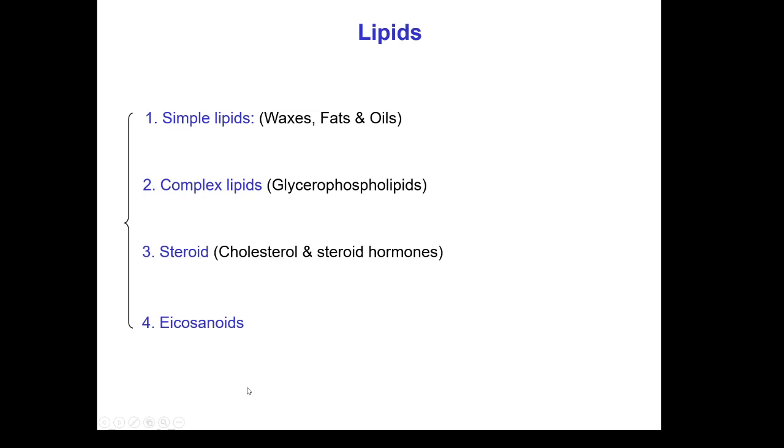We could break our lipids down even further. You've got your simple lipids, which are your fats, oils, and waxes. We've got our complex lipids, our phospholipids. We've got steroids, cholesterol, and our steroid hormones. And eicosanoids are our last. So we'll talk about all four. We'll talk about the different areas, the different things, the storage, the cell signaling, all of that.